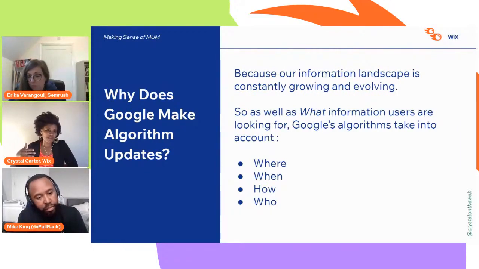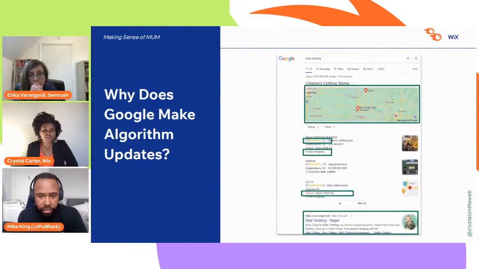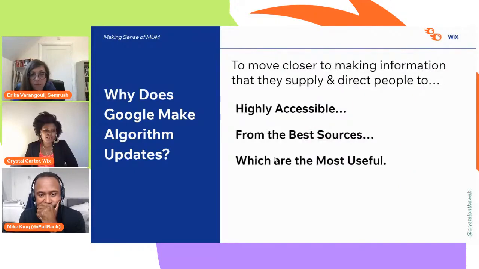So they have lots and lots of information about who is doing the search, and they use all of this to direct their algorithms. For instance, if you look at a search for kids clothes in 2017 versus a search for kids clothes in 2022, there's a lot more information that tells you where the person is searching from, gives reviews on the quality, takes into account when the search is being made, and gives lots of different information. So Google is trying to make sure that they're moving ever closer to making the information highly accessible, from the best possible sources, and the most useful.